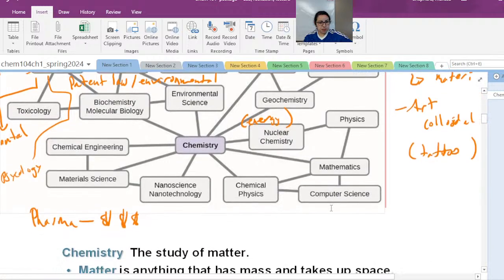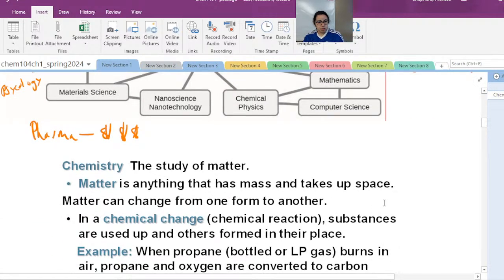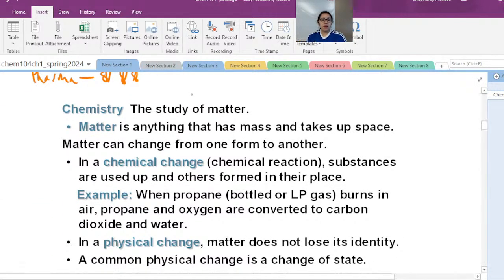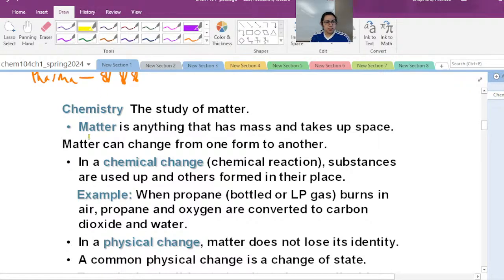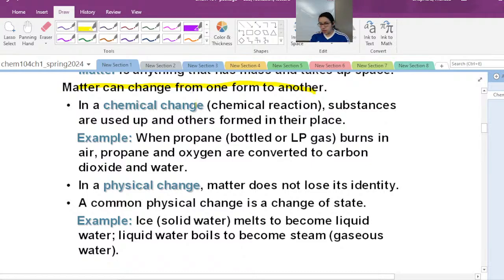So of course chemistry, important. But what is chemistry? It's just defined as the study of matter, which is, of course, kind of anything. And matter we'll define as anything that has mass and takes up space. And we'll get into this. So matter can change from one form to the other. It can change in a chemical reaction, where atoms are rearranged. So we'll get into this deeper. So atoms rearrange, and they make a new substance.